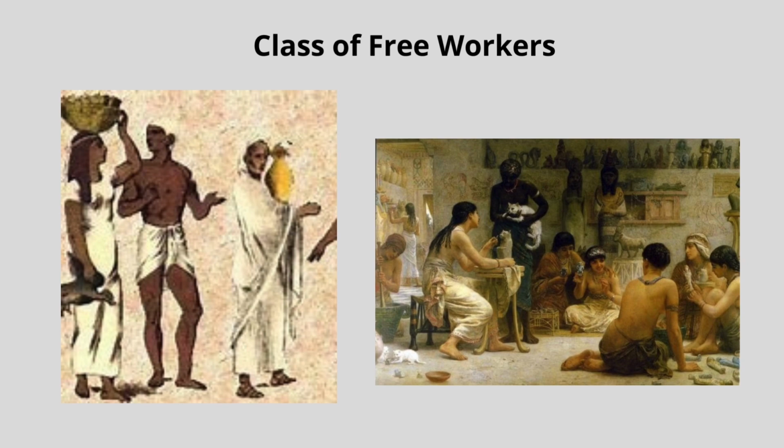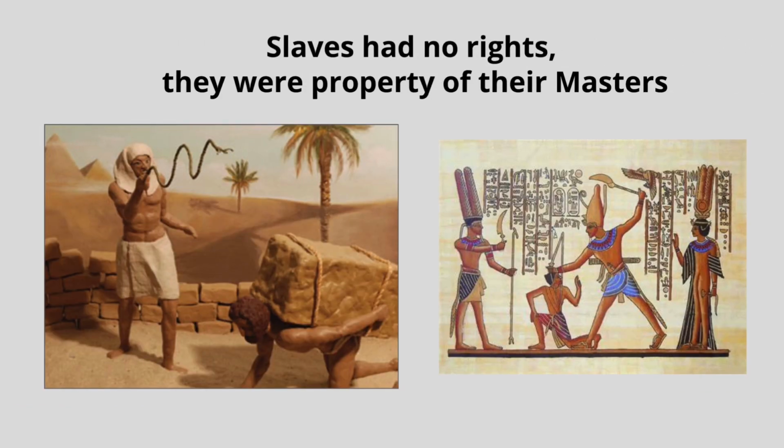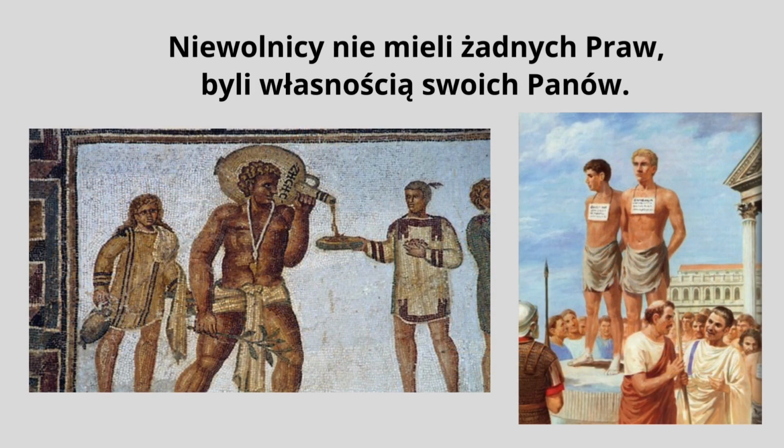Slaves had no rights. They were the property of their masters, who had power over their life and death. They had no inheritance or marriage rights. The master, for example, in the form of punishment, could sell children or separate slave families.